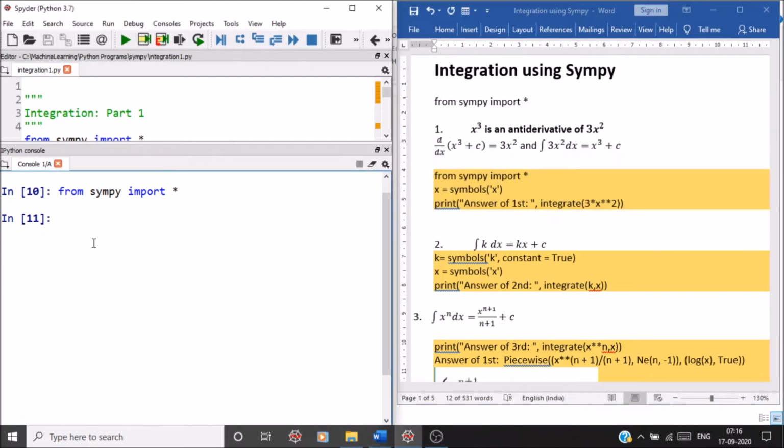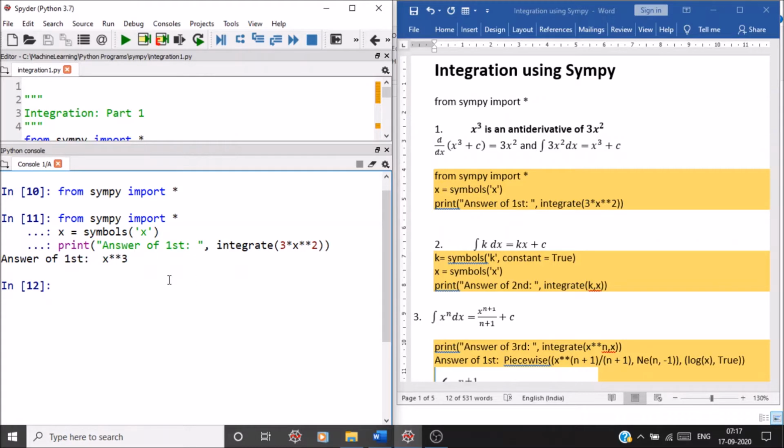So we can see here from sympy import *, x is equal to Symbol. So x is nothing but a symbol, and then you have to execute this one: integrate 3 into x to the power 2. So this is nothing but 3 times x to the power 2. Okay, and we can execute it. So the answer of the first problem is x to the power 3.